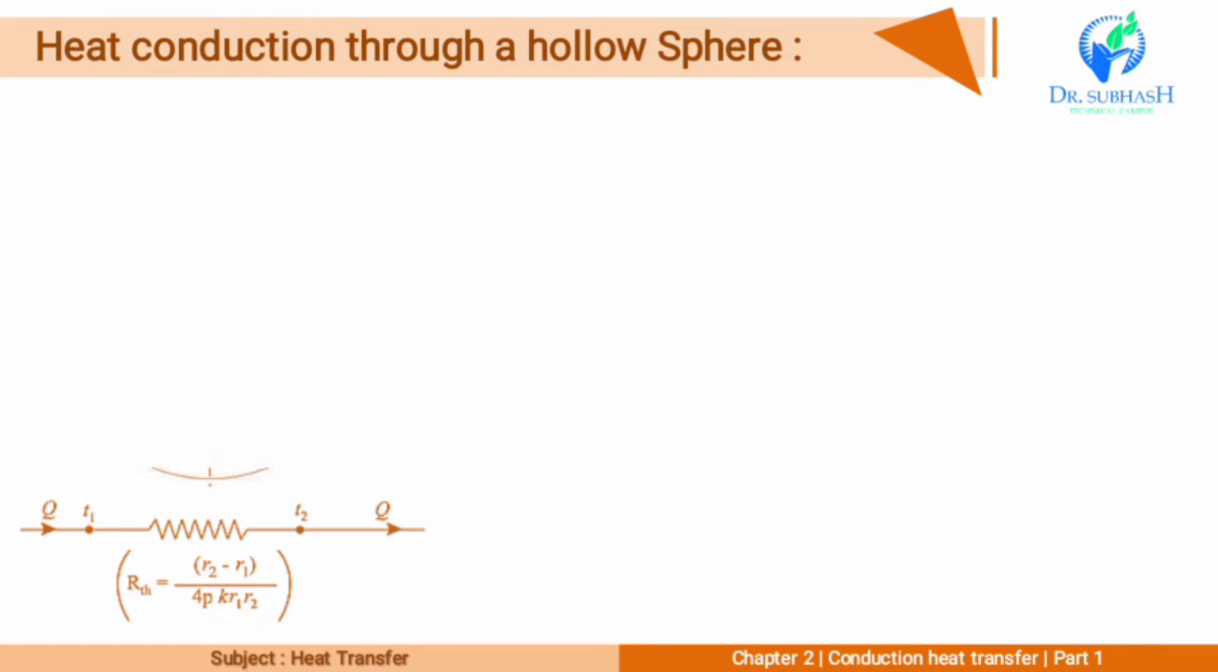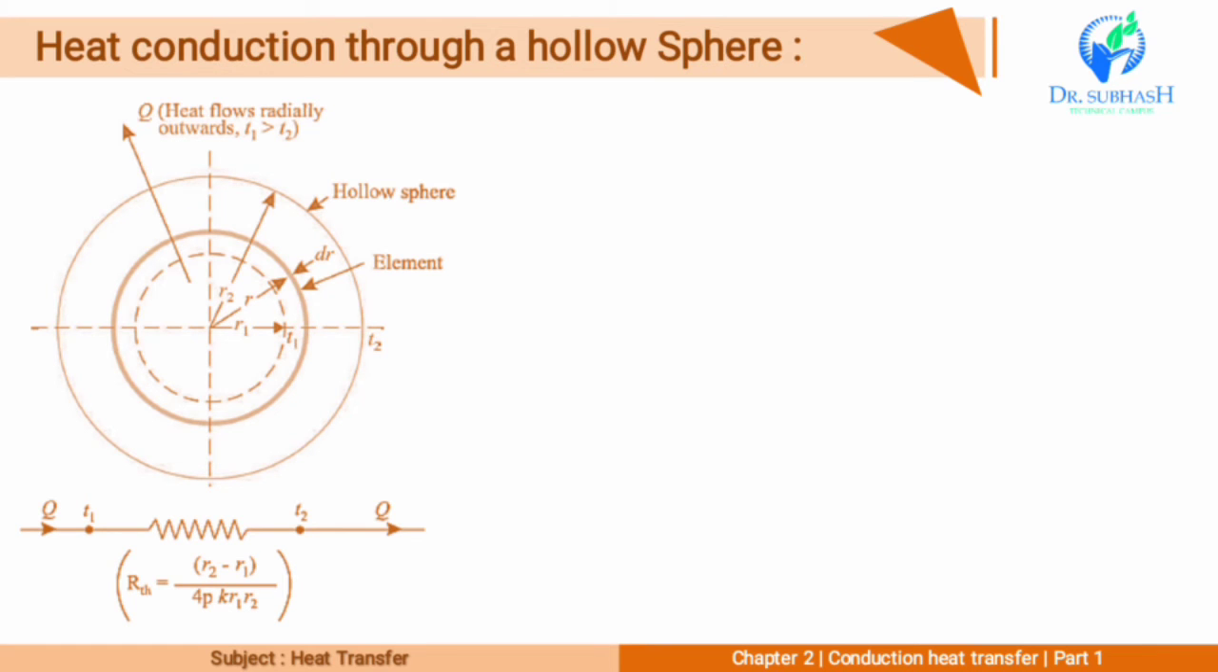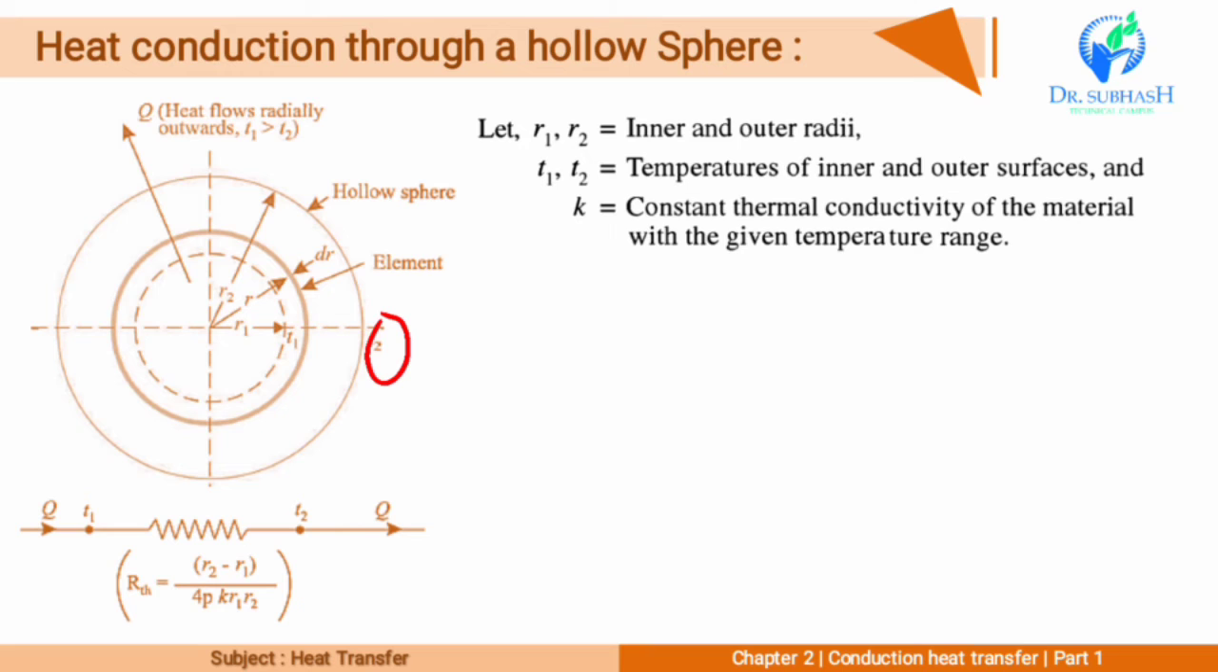Let me show the figure of the hollow sphere. Here R1 is the inner radius, R2 is the outer radius, T1 is the temperature of the inner surface, T2 is the temperature of the outer surface, and K is the constant thermal conductivity of the material within the given temperature range. Here we consider constant thermal conductivity.